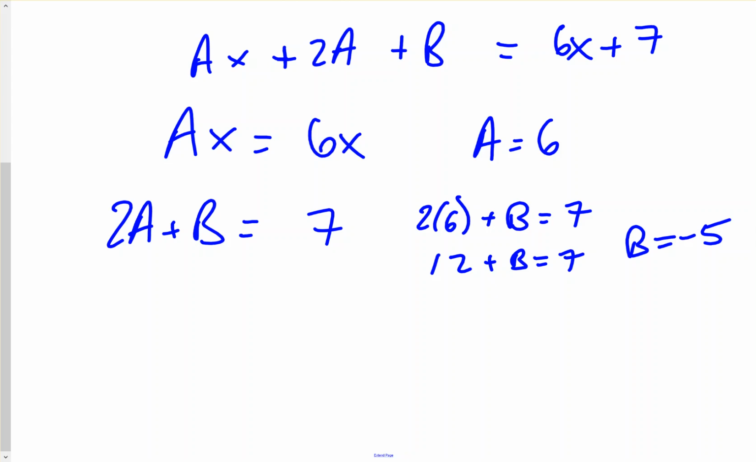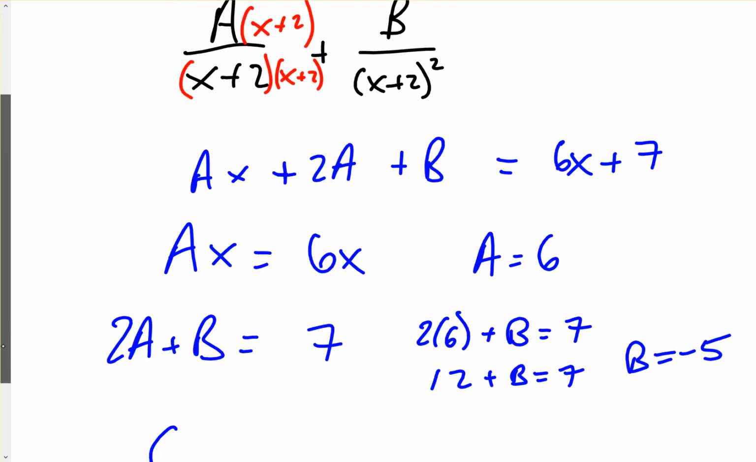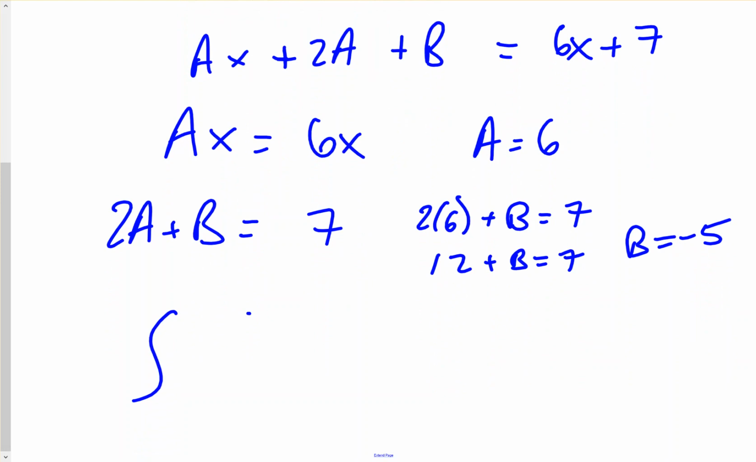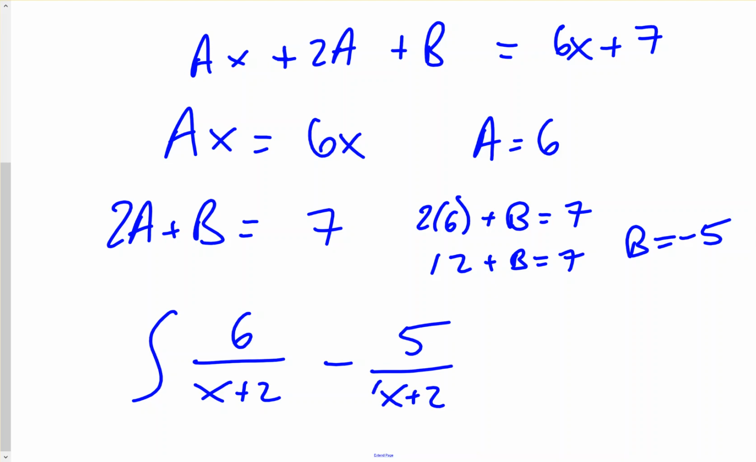Okay, so that means we're ready then. So we would integrate. We had a over x plus 2, so that would be 6 over x plus 2. And then here, because b is negative, we would put minus 5 over x plus 2 squared.